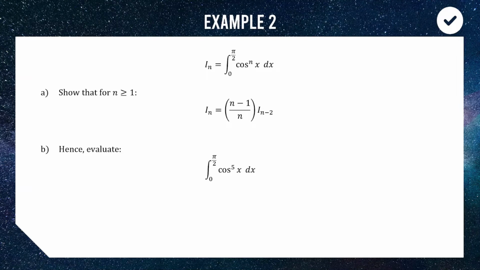Okay, so as we already noticed, this integral is stepping up in powers 2 at a time. So we're going from n minus 2 up to n. So to find I5, we need to find I3. And to find I3, we need to find I1. So there is our starting point.